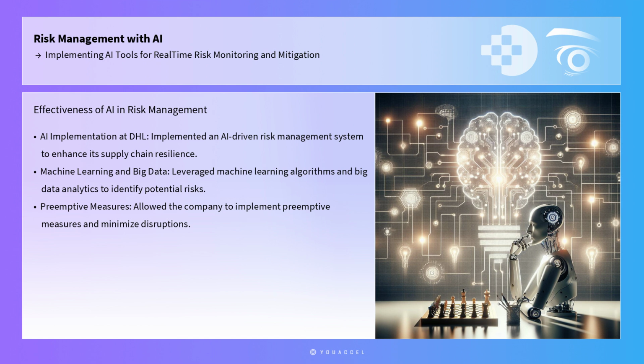Case studies further illustrate the effectiveness of AI tools in risk management. One notable example is the case of DHL, which implemented an AI-driven risk management system to enhance its supply chain resilience. By leveraging machine learning algorithms and big data analytics, DHL was able to identify potential risks such as geopolitical instability and natural disasters, allowing the company to implement preemptive measures and minimize disruptions. This demonstrates the potential of AI tools to transform risk management practices and improve supply chain resilience.